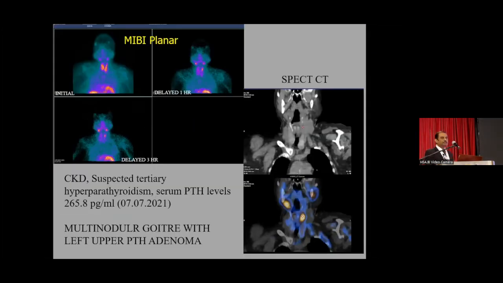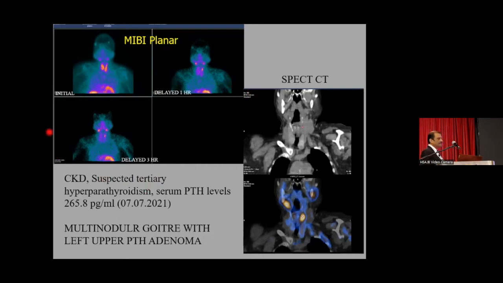So I'm going to show some interesting images to convince you why you should be doing a SPECT-CT and what are the information you can get from that. So this is a patient. You know that this study seems to be positive. You have taken an initial image, a delayed 1 hour. I will tell you why I took a delayed 1 hour.